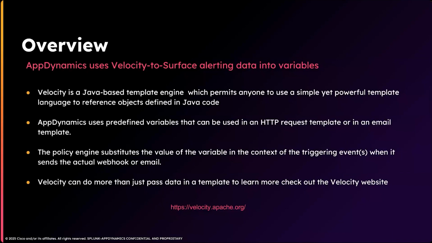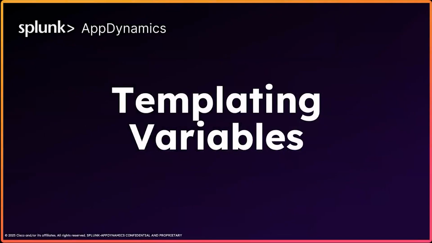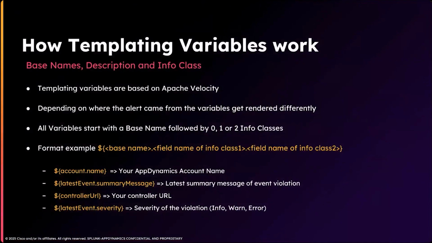Velocity can do a lot more than just pass data in a template. If you want to learn more about Velocity, there's a link below to the Velocity website. We'll talk a little about things beyond Velocity when we start reviewing some of the templates in the demo. So let's jump into templating variables. How do templating variables work? They have a concept of a base name with a description and an info class.